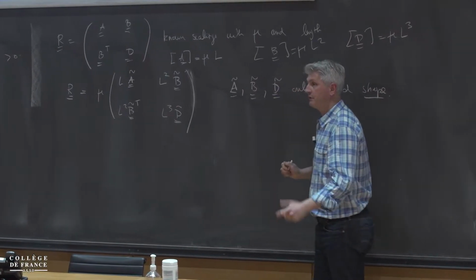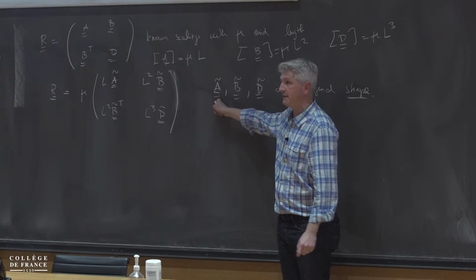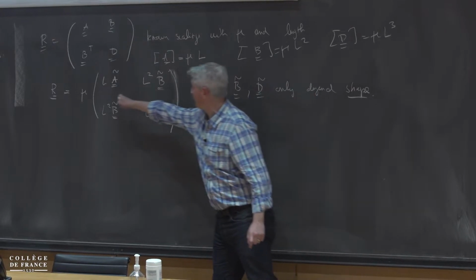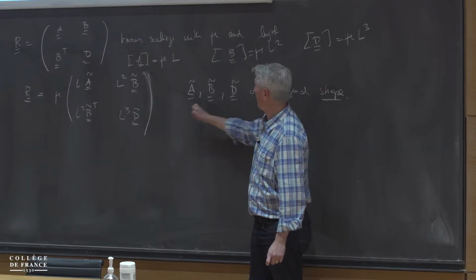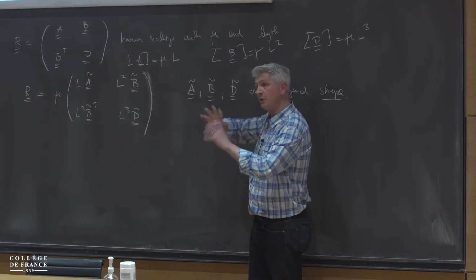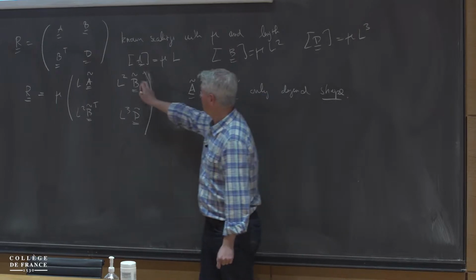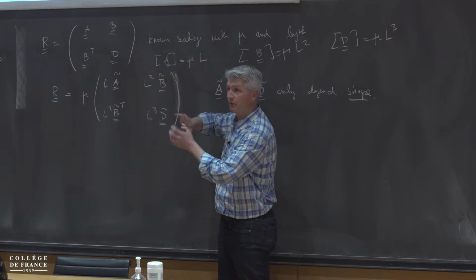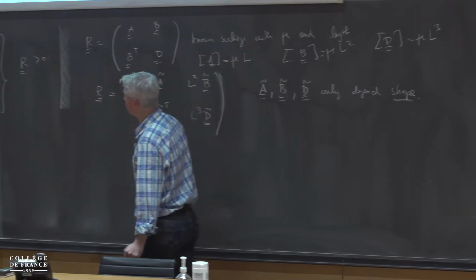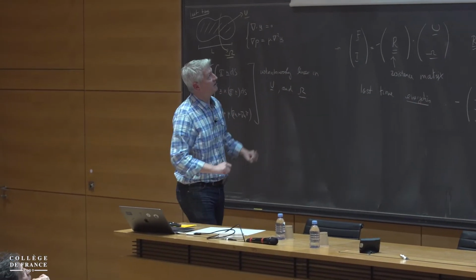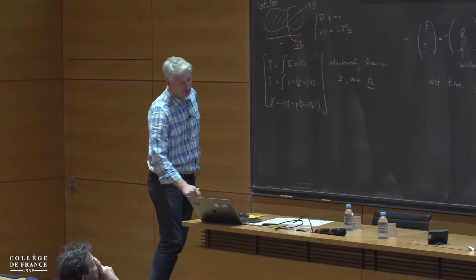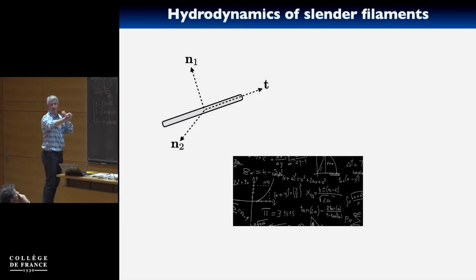Okay, so for example, for a sphere, we know what A tilde is. It's 6 pi, if we take for L the radius of the sphere. D tilde is 8 pi, and B tilde is 0 for a sphere. And if the object is chiral, we'll talk about this for bacteria, then this is non-zero, and there's a coupling between rotation and translation. Okay, so this is true for any body.